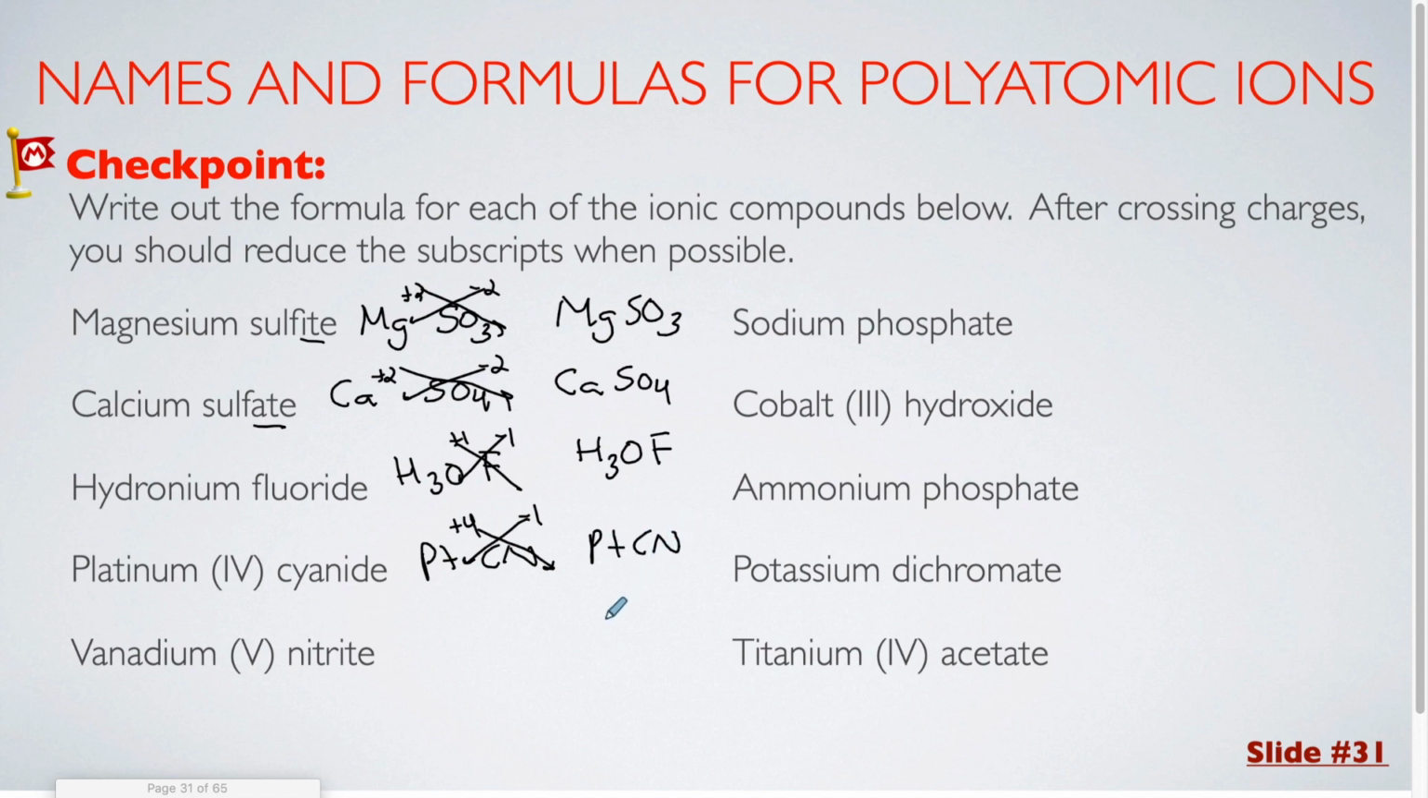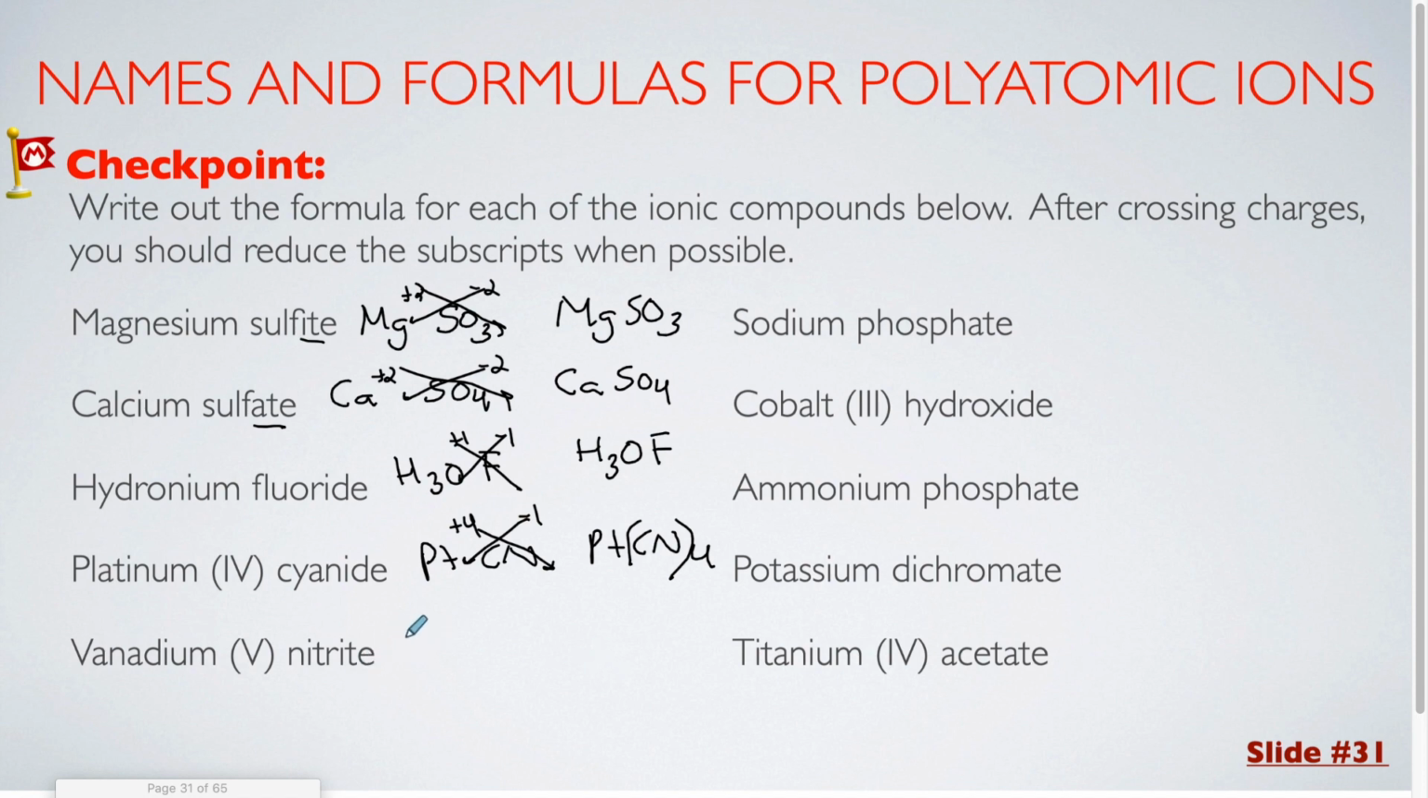Now, this part is incredibly important. You can't just put the 4 down at the end, because this 4 would only be attached to the nitrogen. I need to show that I have 4 of the entire polyatomic ion. This is the reason why we need the parentheses around that ion. So this would be Pt, parentheses, CN, close parentheses, and a 4 as a subscript.